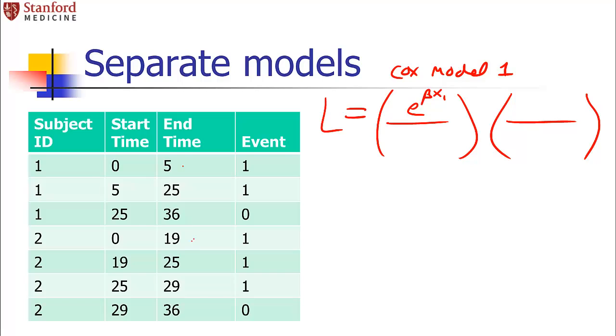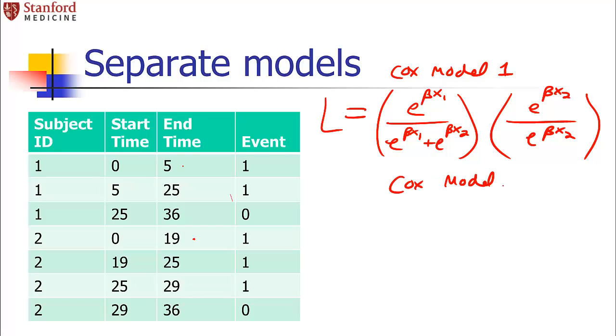So they're the one who had the event at 5 months into the study. Who was at risk at 5 months into the study? Well, both subject 1 and subject 2 were at risk, so they each get a term in the model. At 19 months into the study, subject 2 had an event. Because there's only 2 people here, subject 2 was the only person at risk, so that would actually go to 1. But the likelihood would look like that.